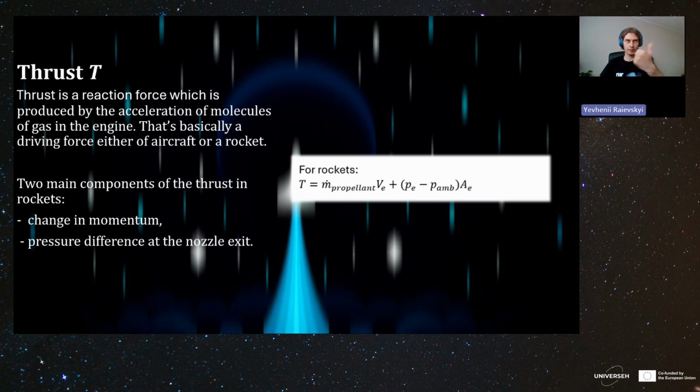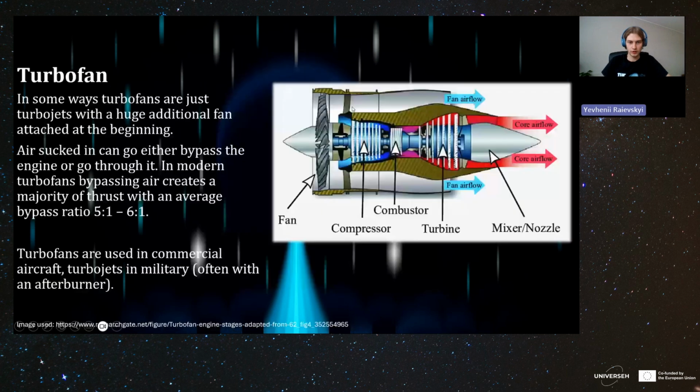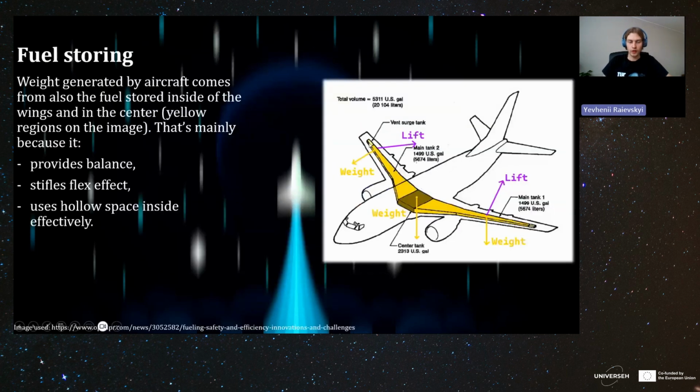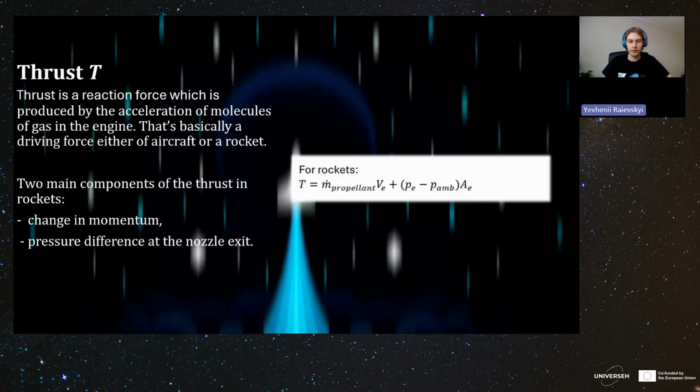Propellant is the same word as fuel, but for rockets, because propellant is a wider term, it is an oxidizer plus fuel. In the jet engines, fuel is just what is stored, if we recall, in the wings here. So when we say fuel in terms of aircraft, the fuel is just those hydrocarbons that are burned inside the combustion chamber. In the rockets, propellant is the fuel and oxidizer. This is the first component, this change in momentum.